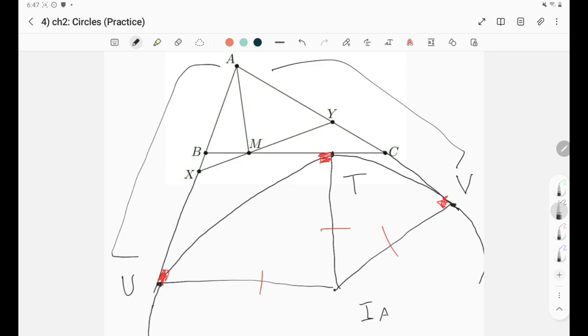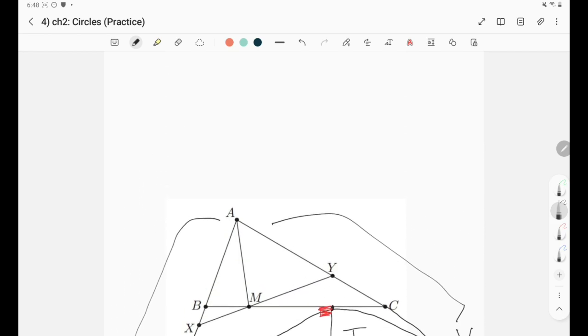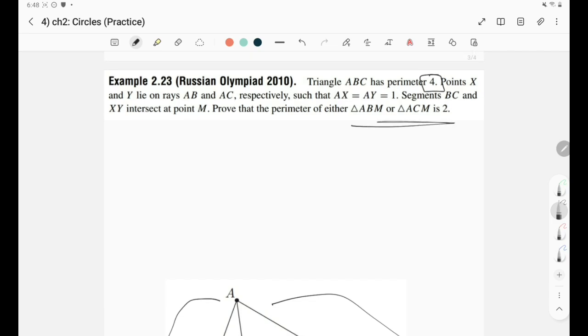Okay, so now we handled the perimeter thing. But what about X and Y? They told us that AX equals 1, AY equals 1. Well, wait a minute. Now we have AU is 2. That means X is the midpoint of AU. Y is the midpoint of AV. So guess what? We just got rid of the numbers that are related to X and Y. So now we just got rid of all the numbers, but we still have to deal with this.